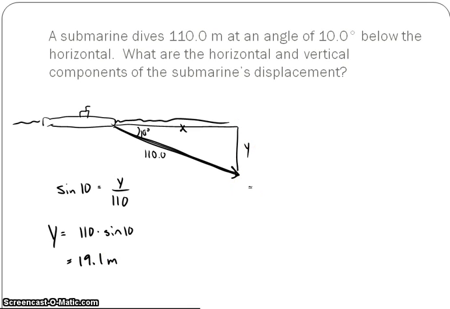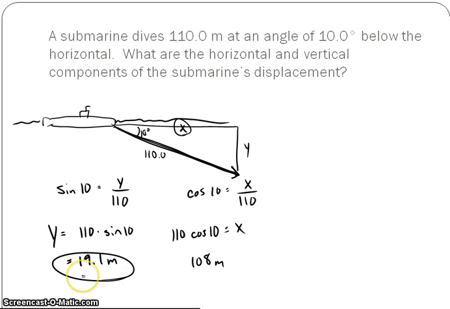Now my x component is the side adjacent, so that's a cosine function. Cosine of 10 is equal to x over 110, so 110 cosine 10 is equal to my x value. Solving that, 110 times cosine of 10 comes out to be 108 meters. So this is my x component, my horizontal component, and the other is my vertical component. That's how we find the components of our displacement.